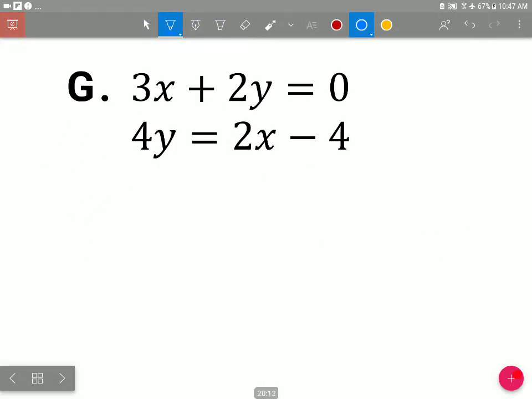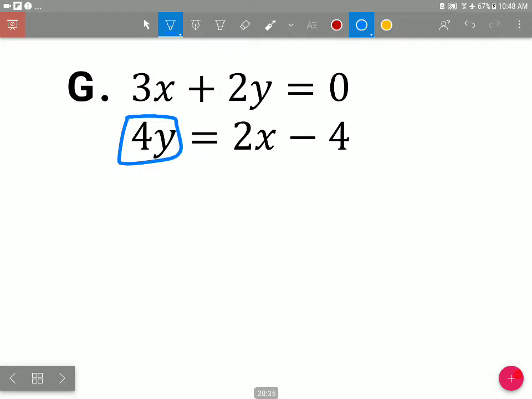Letter G. Are any of those variables alone? No. So, you can still solve for any of the 4 you want, but I promise you, one of those 4 is easier than the other 3. The 4y? It's already alone, you're right.